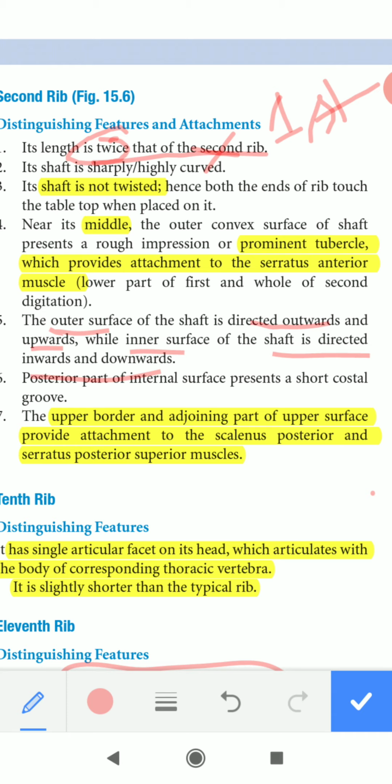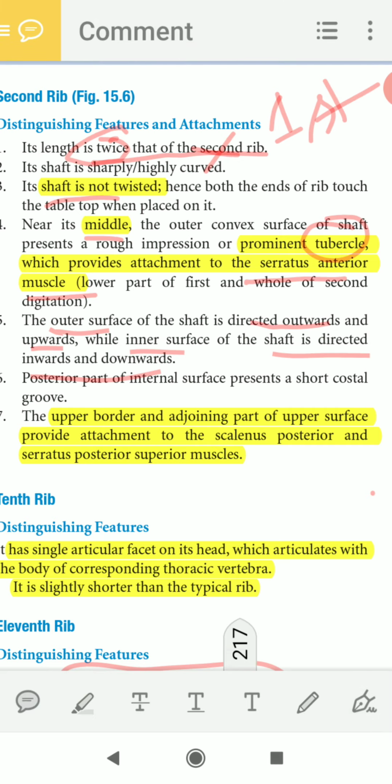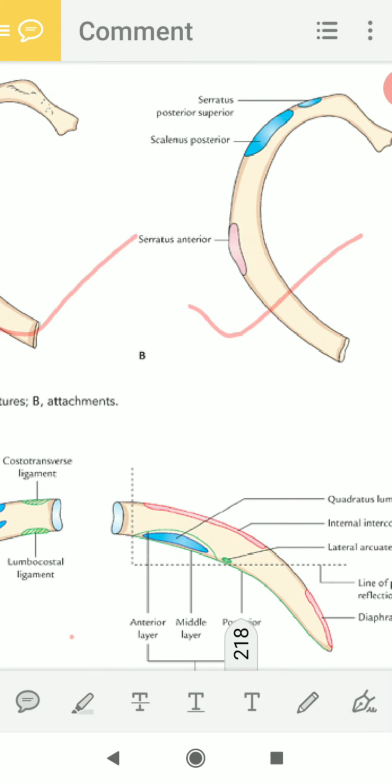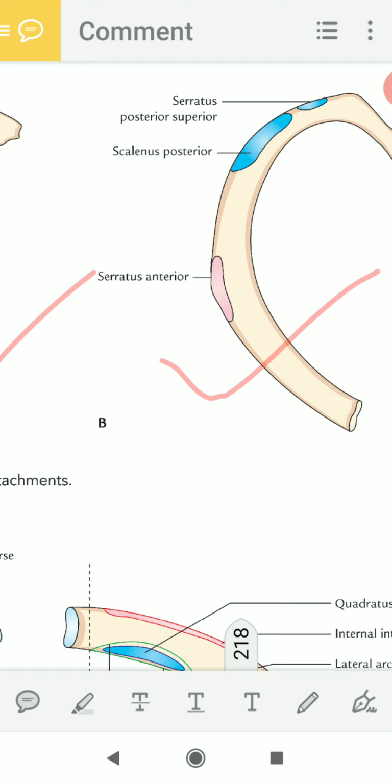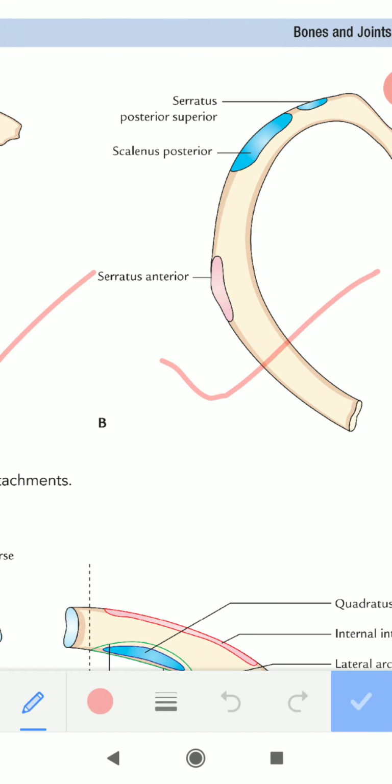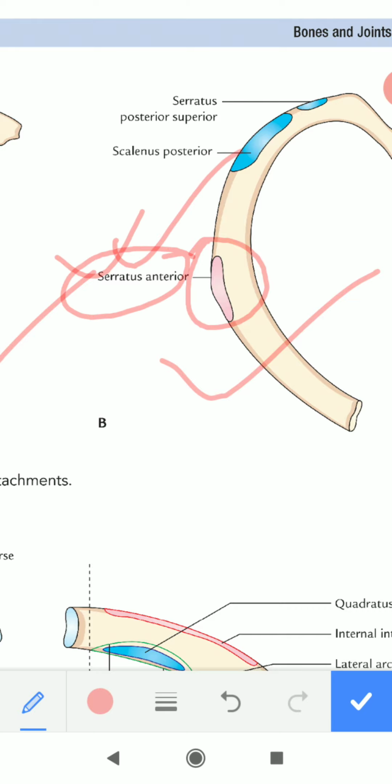Its shaft is curved. The shaft is not twisted. Near its middle, it provides a prominent tubercle, and this tubercle provides attachment to the serratus anterior muscle. Okay, so look at that. In the middle of the second rib, there is a tubercle, and here there is attachment of the serratus anterior muscle.